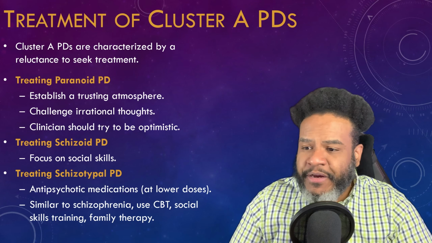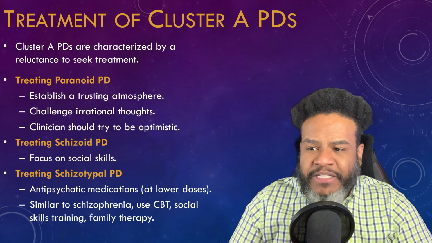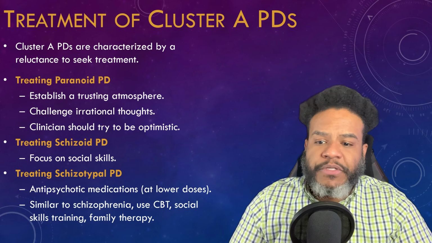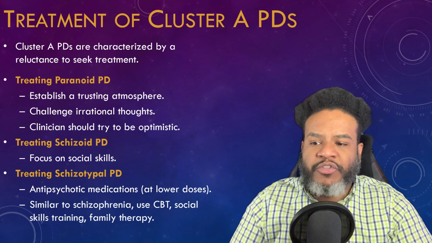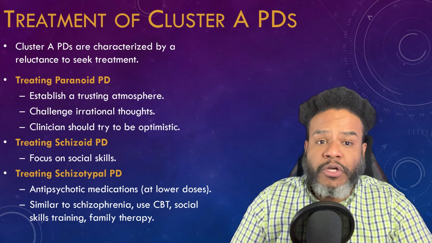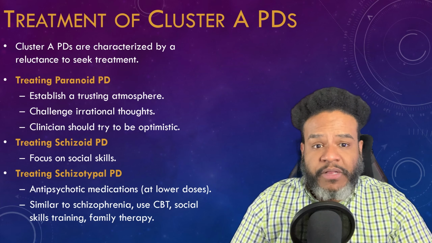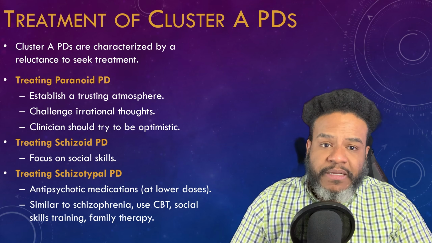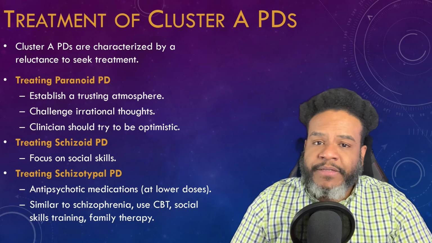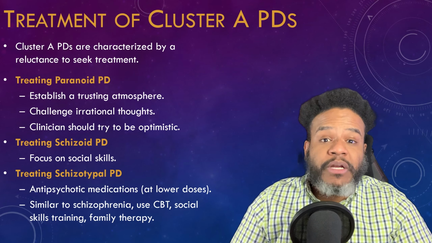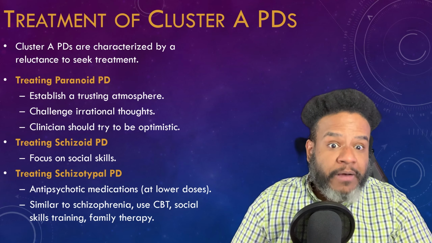So right over here, you might want to look at what's the best way to try to treat somebody with these different disorders. For paranoid personality disorder, you want to try to create a trusting atmosphere. You also want to challenge irrational thoughts, but of course you don't want to diminish the rapport you have with your client. You have to be very careful about that. And the clinician should always try to be optimistic. Individuals with paranoid personality disorder are going to be very sarcastic. They're going to be very dubious about the things that you tell them. So you want to try to be optimistic about their outlooks.